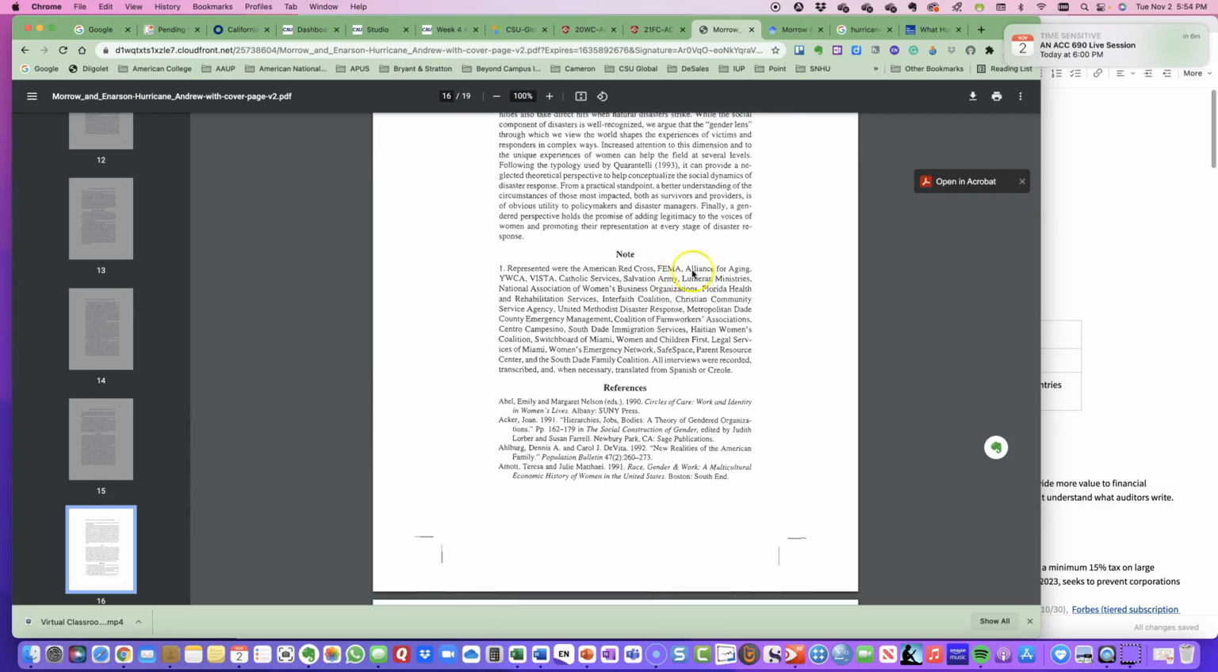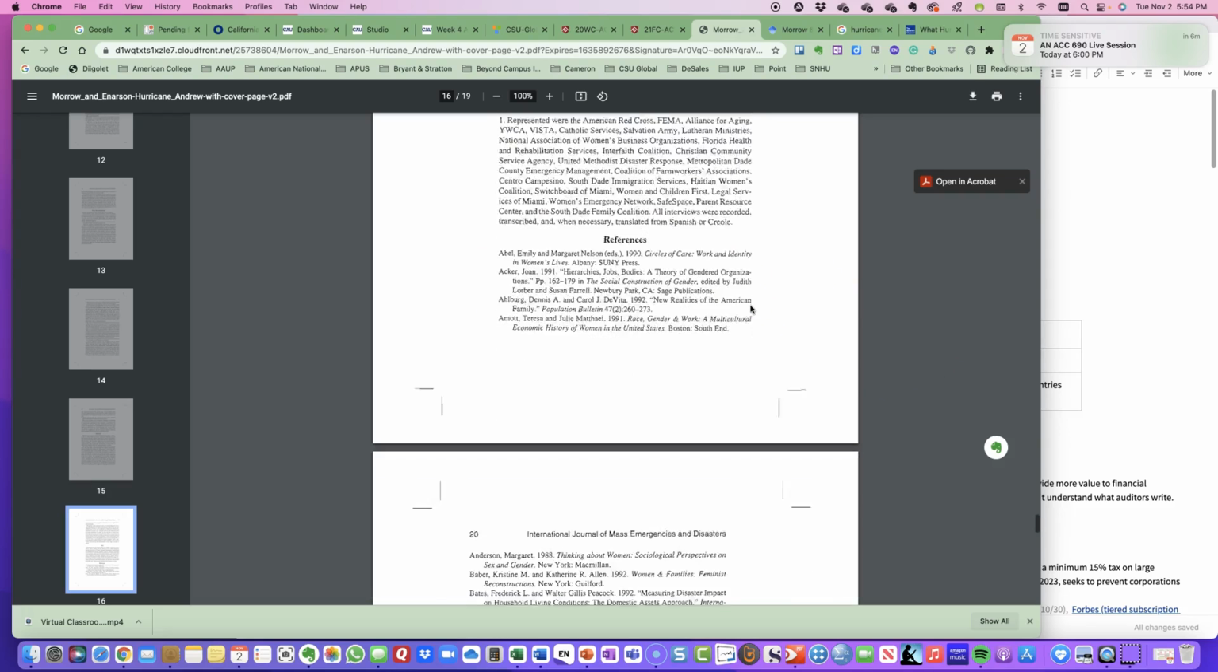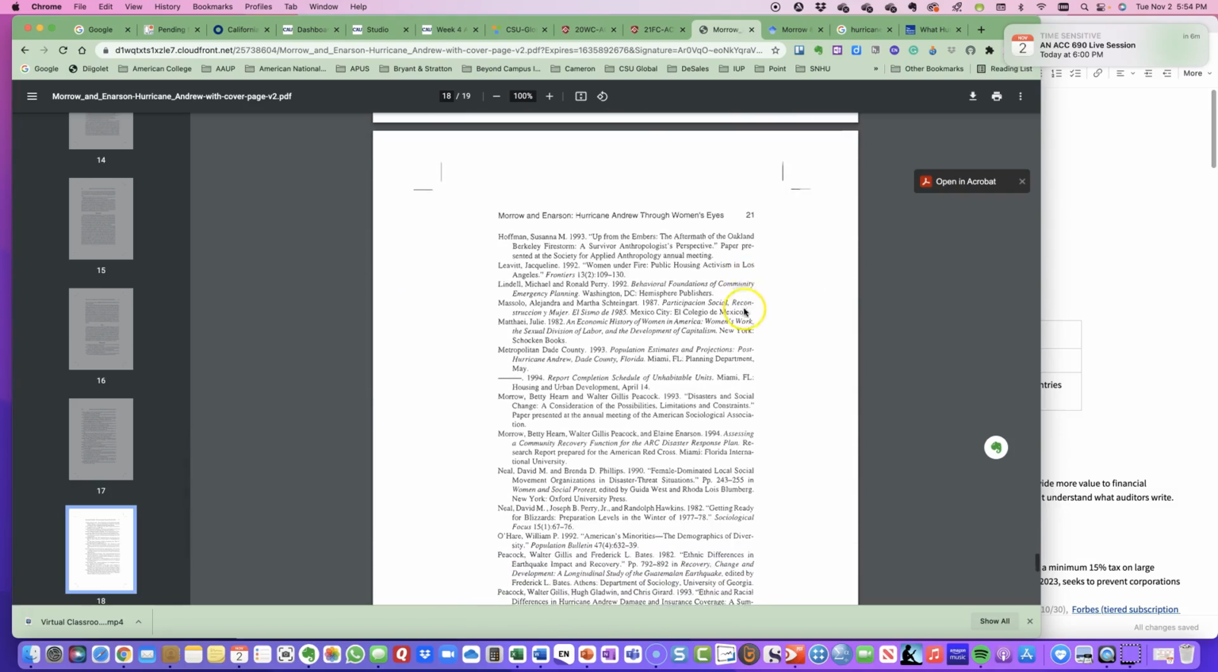So the American Red Cross, FEMA, the YMCA, VISTA, these were all of the organizations that helped during Hurricane Andrew. And I know the American Red Cross and FEMA, I remember wholeheartedly. And then you see all of their references.